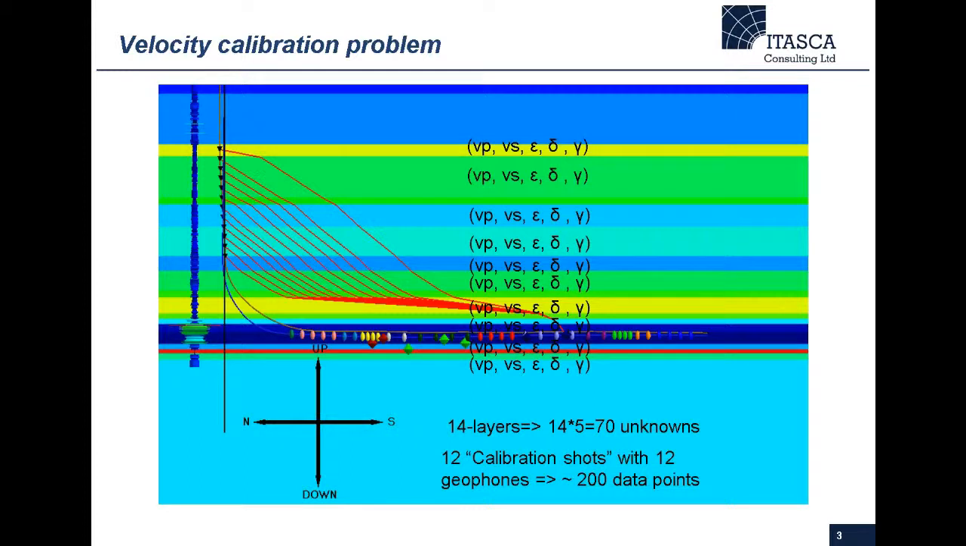And if we have 12 calibration shots, which are captured by 12 three-component geophones, if we count both P and shear wave, we're going to have about 200 to 300 data points. So you can imagine that you have 300 data points maximum in a 70-dimension space. How sparse the data points will be, and what kind of algorithms would you use to get the model that best explains those data in these high dimensions?